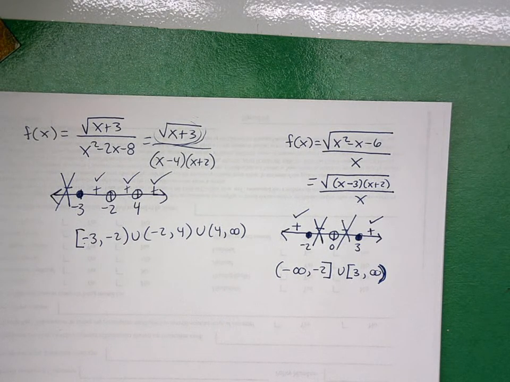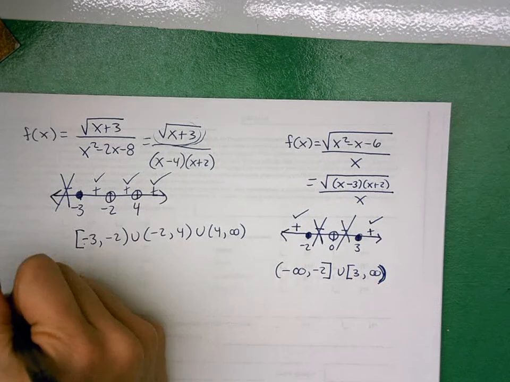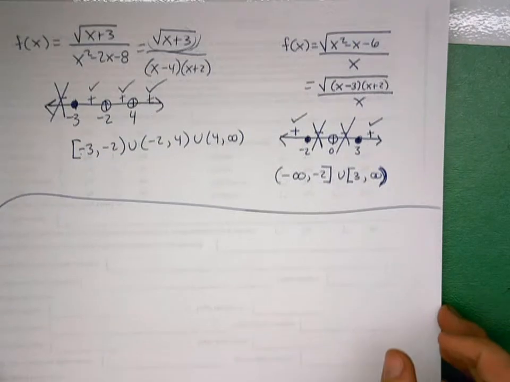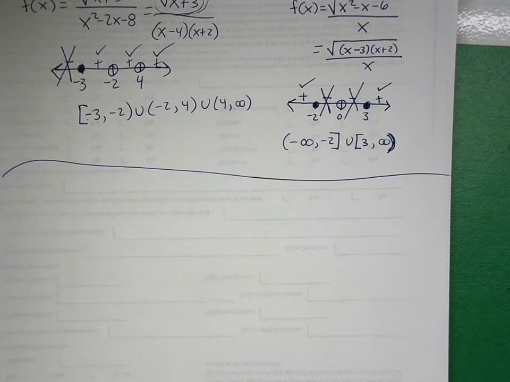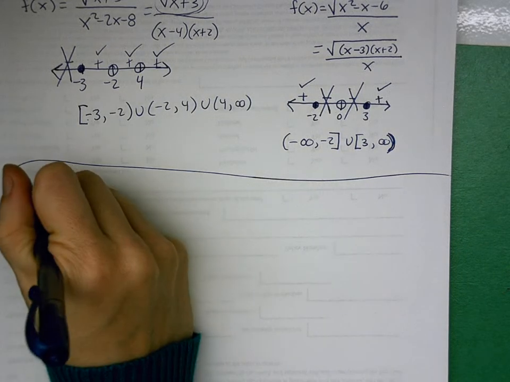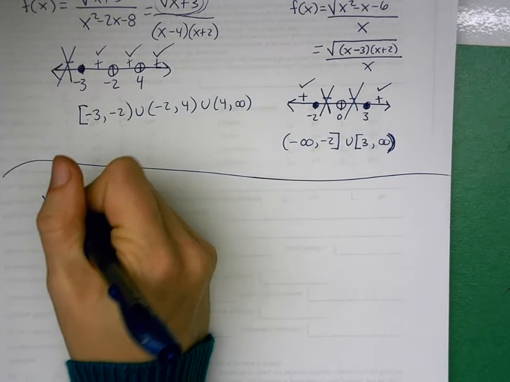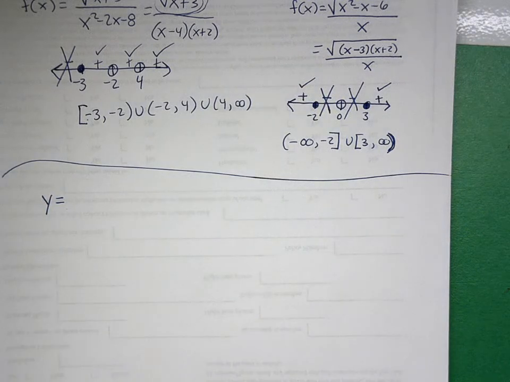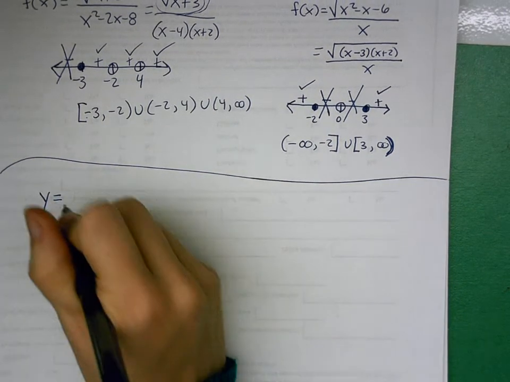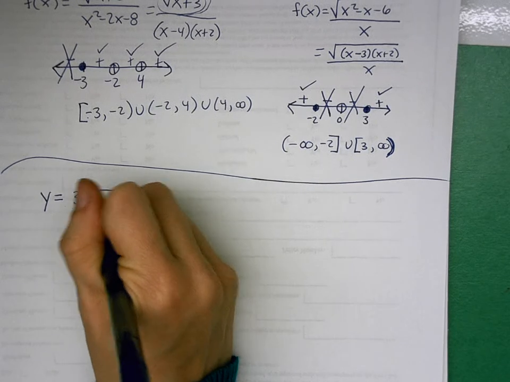Okay, and then our last Unit 5 topic here, we've got our graphing. And so again, we're going to do 2 of each, 2 square roots, 2 cube roots. So let's start with y equals 3 times the square root of x plus 4 minus 6.